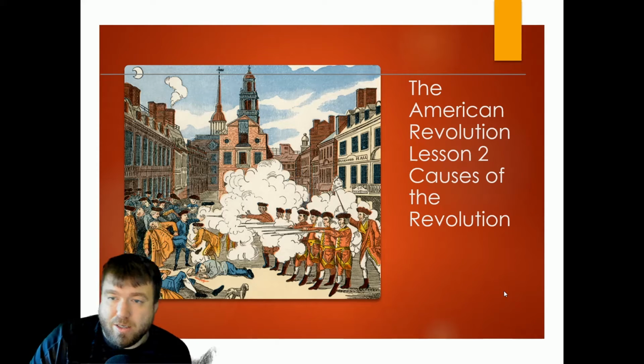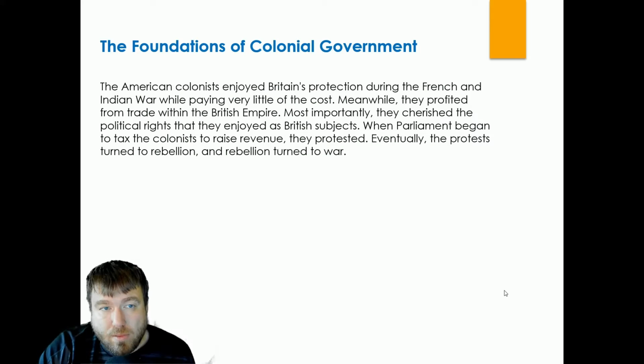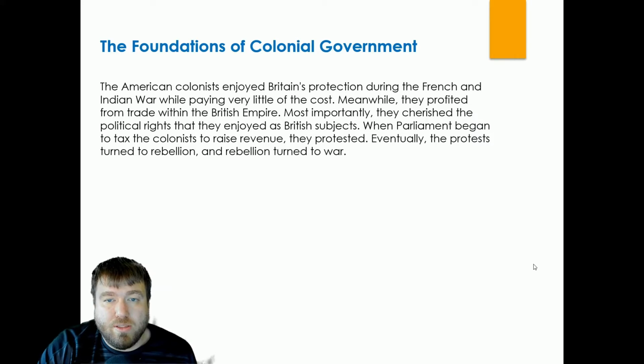Today we are going to be talking about the American Revolution, causes of the Revolution. The foundations of colonial government. The American colonists enjoyed Britain's protection during the French and Indian War while paying very little of the cost. Meanwhile, they profited from trade with the British Empire. Most importantly, they cherished the political rights that they enjoyed as British subjects.